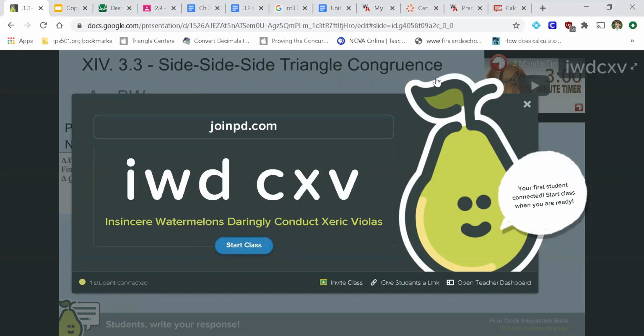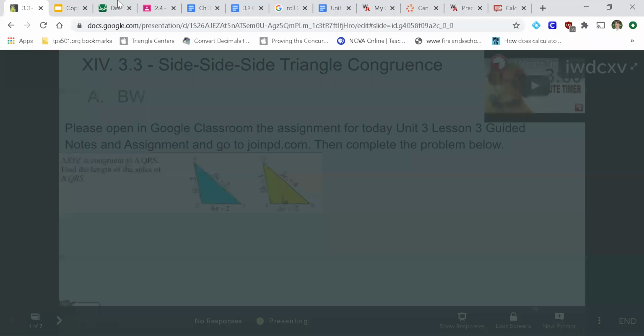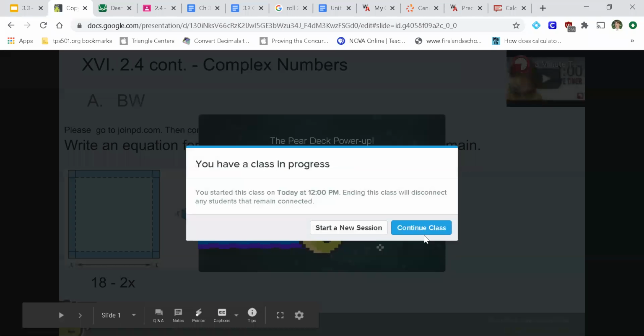All right, code is IWD. Oh, type IWD CXV. All right, so this first one. Oh, but this is the... just kidding. That code is garbage. That's the wrong slide I clicked. You don't want to do a geometry lesson.